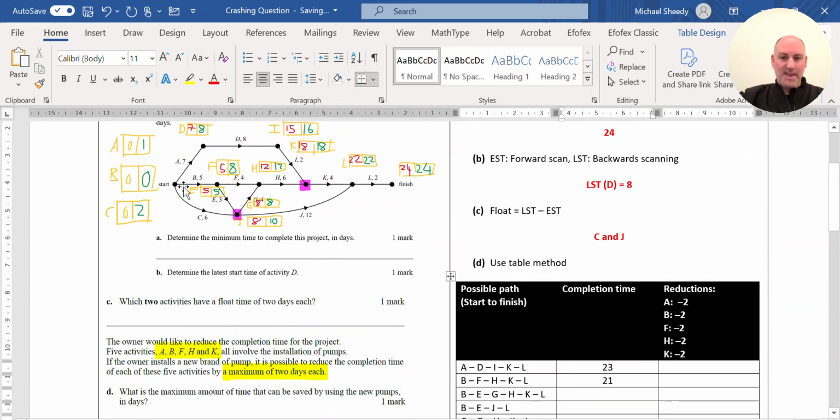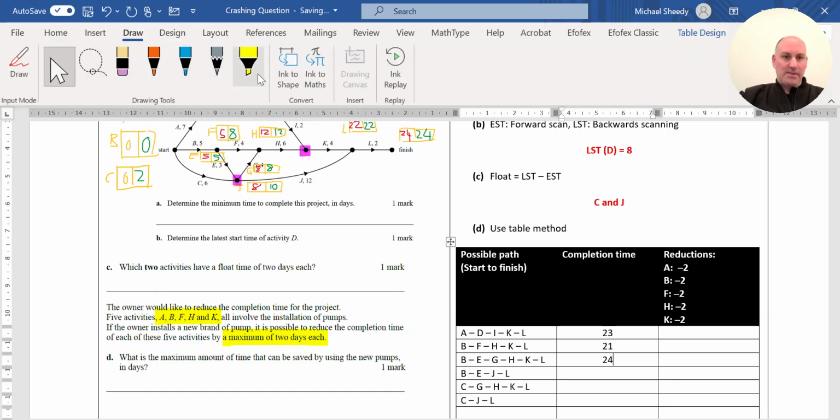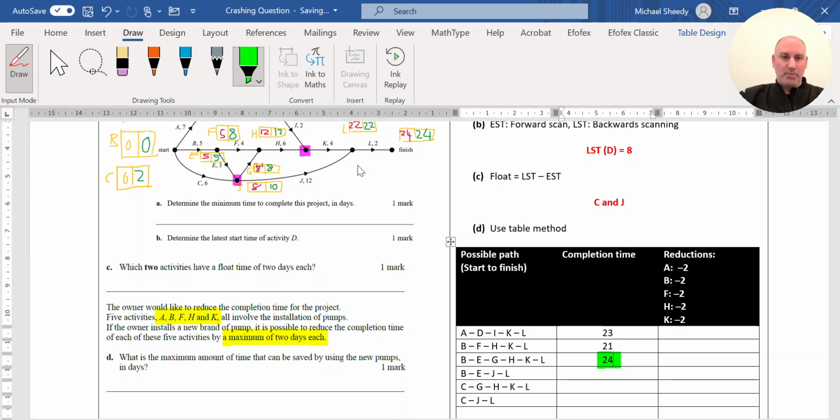And then we have BEGHKL, which is actually the longest way forward, so that's 24. That is the critical path. And we can make note of that. I'll highlight that one in green because that is our critical path.